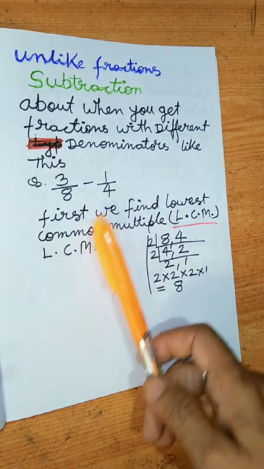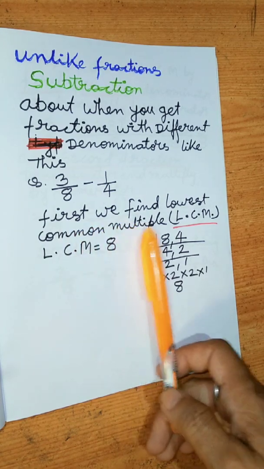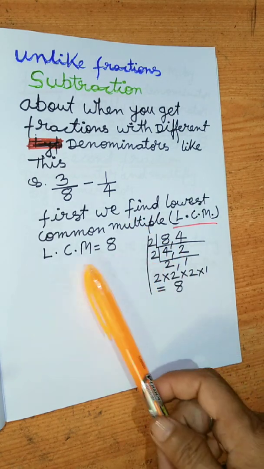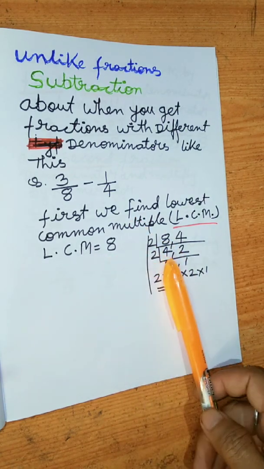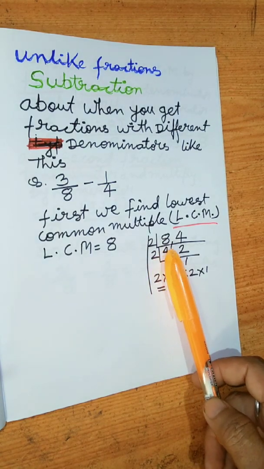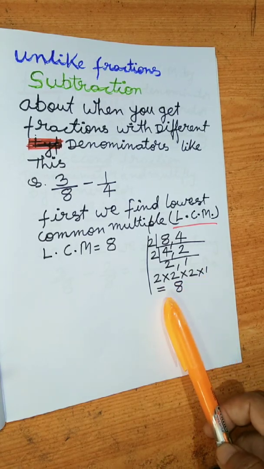3 by 8 minus 1 by 4. First, the solving process. First we find the lowest common multiple, LCM. Here the LCM is equal to 8. The process is to divide 2 by 8 and 4: 2, 2, 2, 1, which is equal to 8.